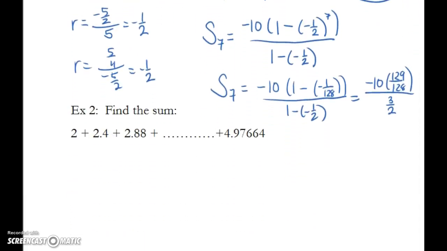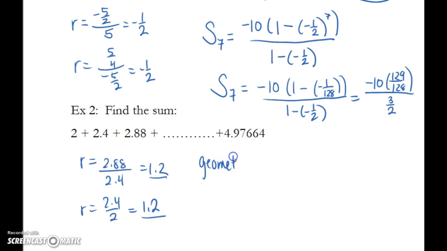Alright, second example, we want to again find a sum, and let's check for a common ratio r first. So 2.88 divided by 2.4 is 1.2, and 2.4 divided by 2 is also 1.2. Since our ratios are common, they're both 1.2, we verify that it's geometric. Since we're finding the sum, we're going to use our sum formula again. S sub n equals T1 times 1 minus r to the n over 1 minus r. Looking ahead a little bit, we can see that we have T1, we have r, but we don't know n.